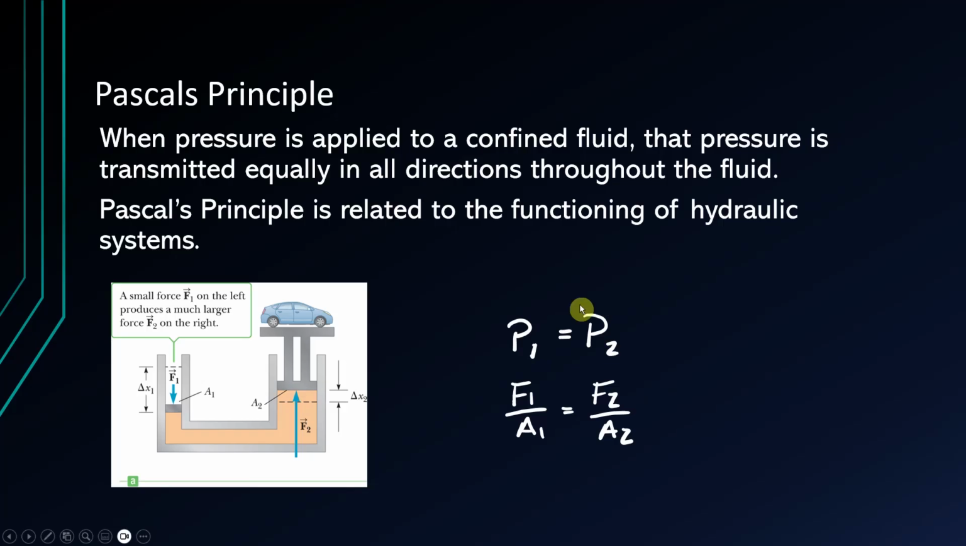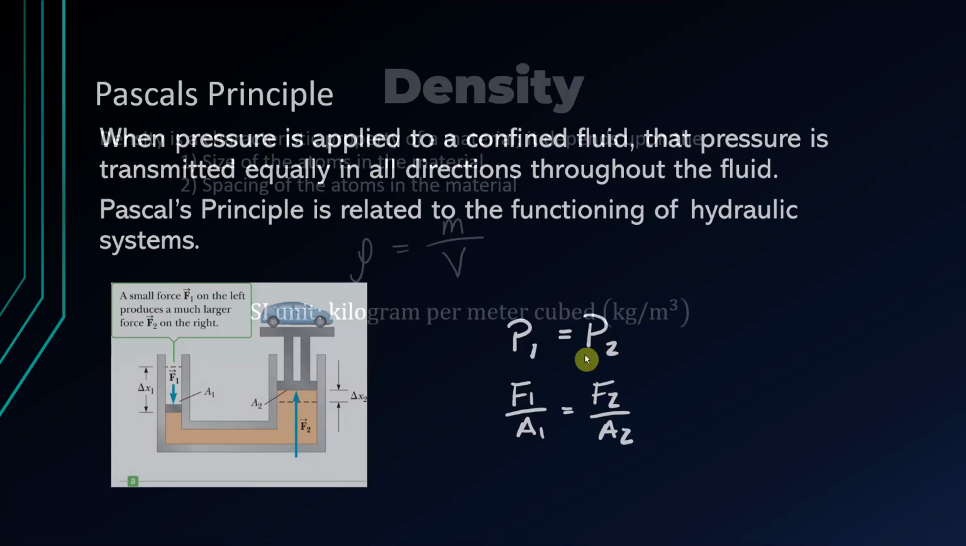So pressure 1 has to equal pressure 2, meaning that force 1 divided by area 1 has to equal force 2 divided by area 2. So we see here that area 1 is much smaller than area 2. So I had to push down further to get this hydraulic lift to go up just a little bit. And that's because of the smaller area, larger area, but the total pressure has to be the same.